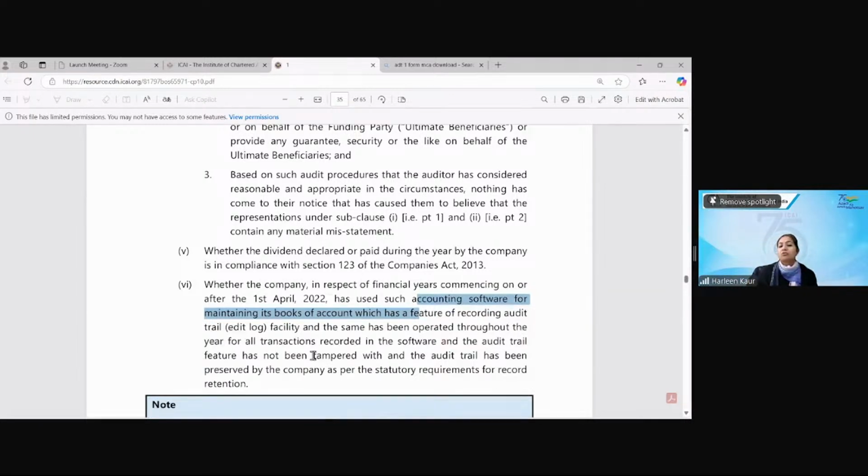So as per the statutory requirement, everything has been retained by the company. So if you're using any accounting software, whether this accounting software is maintaining the audit trail properly or not. So companies having an accounting software, for example Tally, in which they're booking the entries and then the entries flow into the balance sheet and profit and loss account. Whether proper edit log facility is there, whether the audit trail is being followed in this requirement.